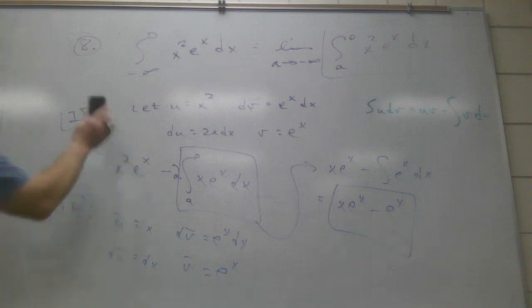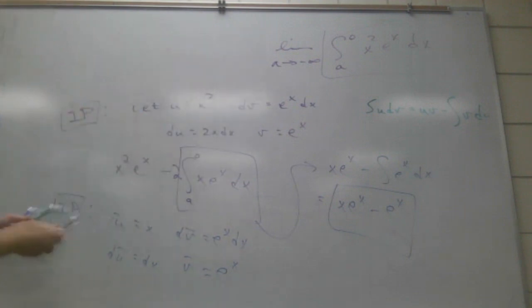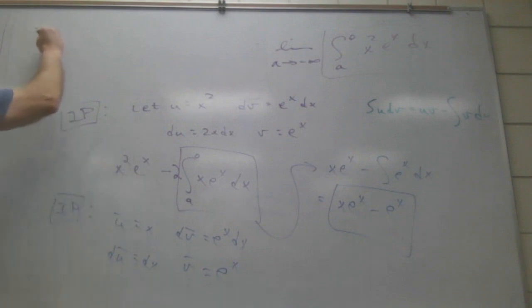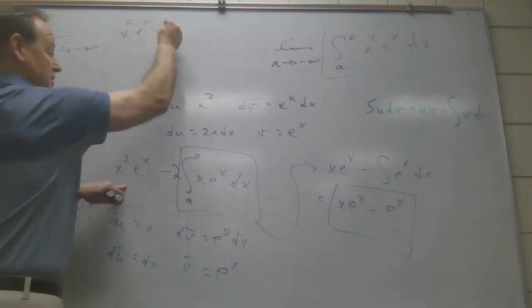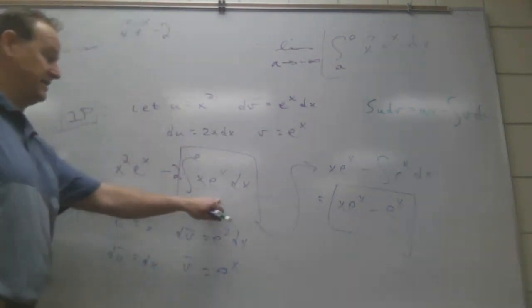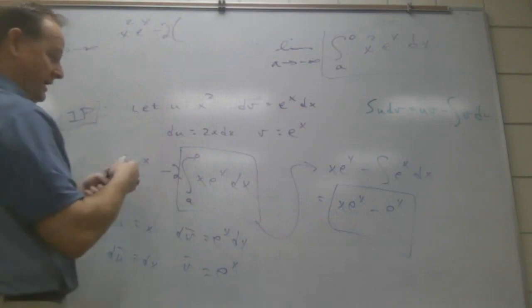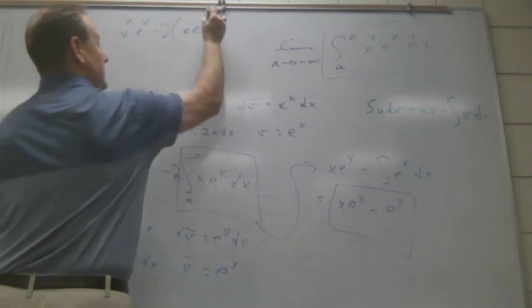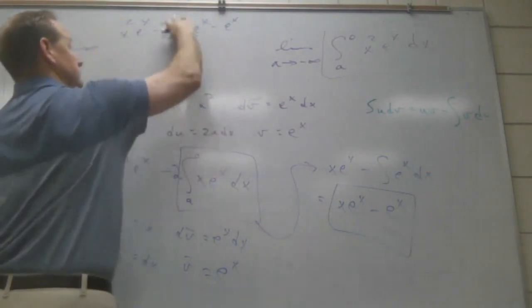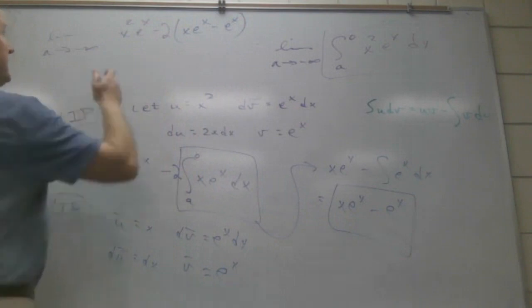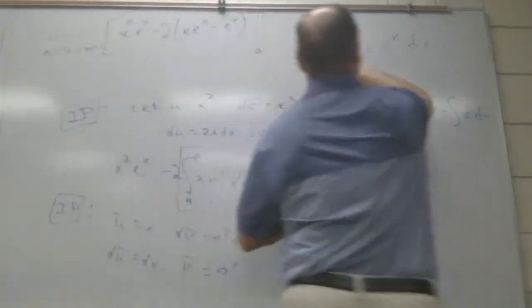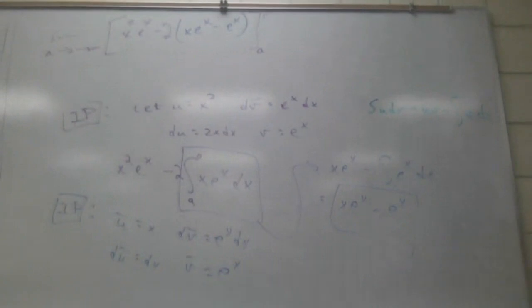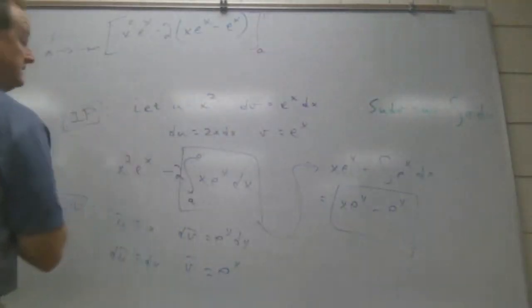And then we have to go back and put it all together. So we had the limit as a goes to negative infinity of what? The purple box. So it'd be x squared e to the x minus 2 times this, which is the blue box, the quantity x e to the x minus e to the x. And then this whole thing is going to be evaluated from what to what? A to 0, right? Did I plug that in right? I think so. Everybody good with that?